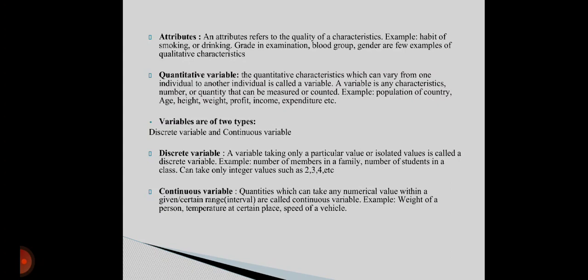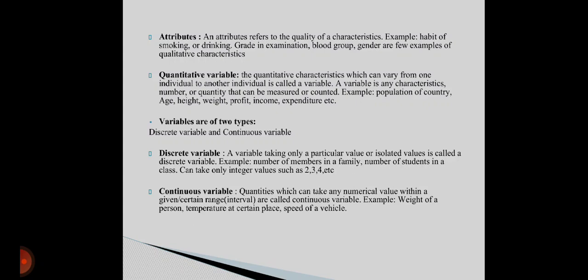Then quantitative variable. A quantitative characteristic which can vary from one individual to another individual is called a variable. So variable means it varies from one individual to another. For example, age, weight, profit, income or expenditure of a family. There are two types of variable, discrete variable and continuous variable.